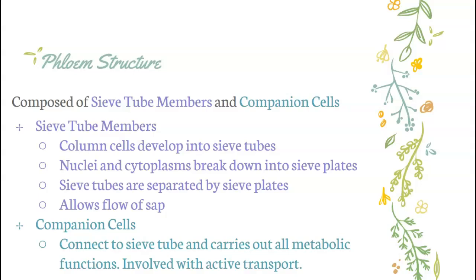All of this is involved with active transport, meaning that it needs energy to be able to move the sap, the photosynthesis products, whatever you want to call it. You need ATP, you need energy involved in this to be able to make it happen. We'll get more into the transport in xylem and phloem in a later video.